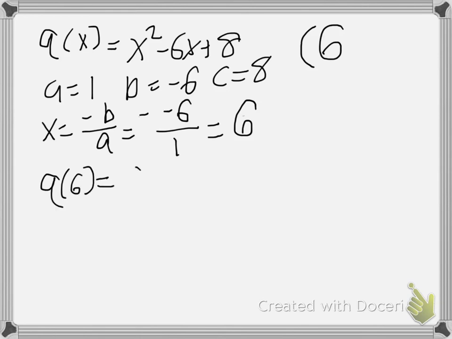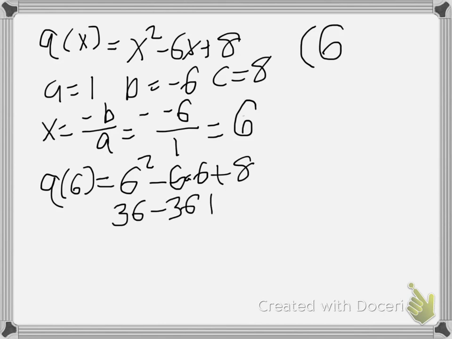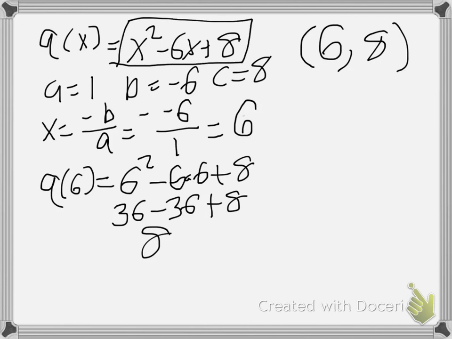So I find q of 6. Well, that's simple. That's 6 squared minus 6 times 6 plus 8. Well, in this case, I've got 36 minus 36 plus 8. That's easy enough. That's 8. So my vertex, finding it from a standard form equation, is just simply 6, 8. Okay? That's actually the harder part.